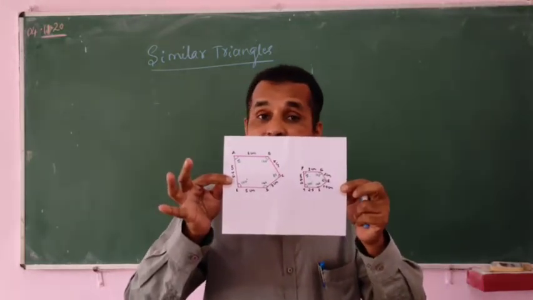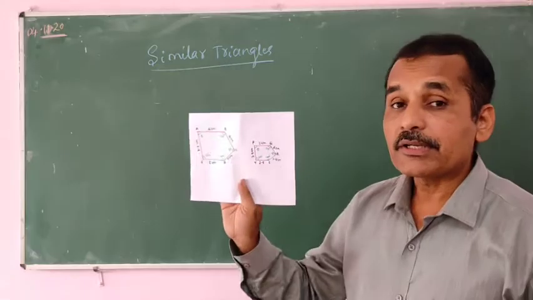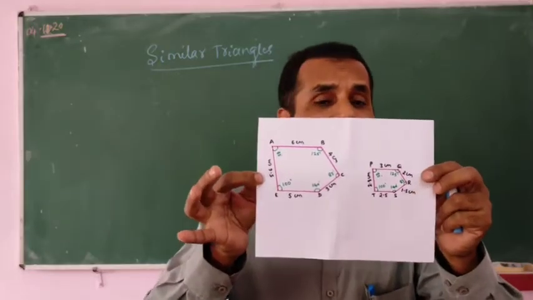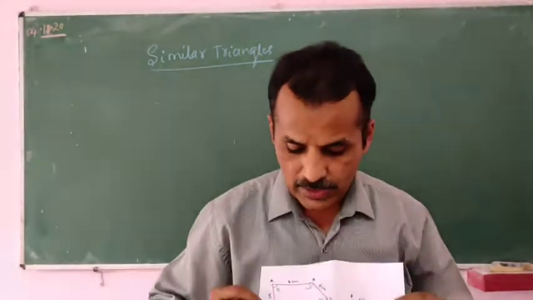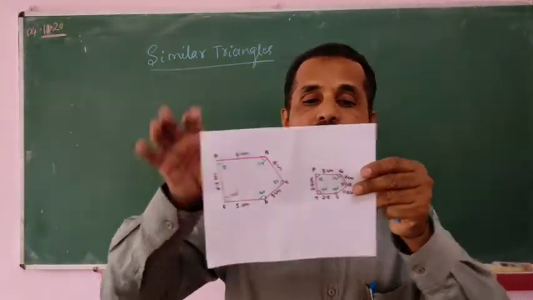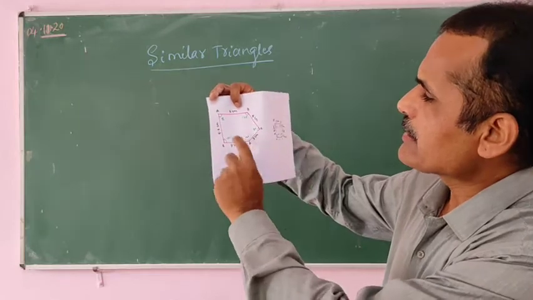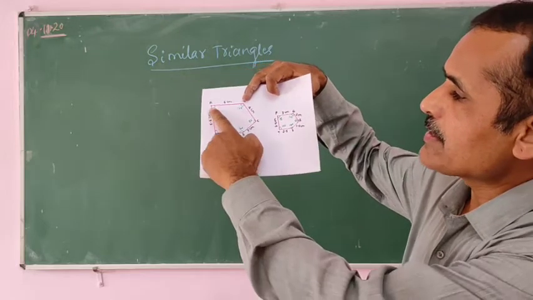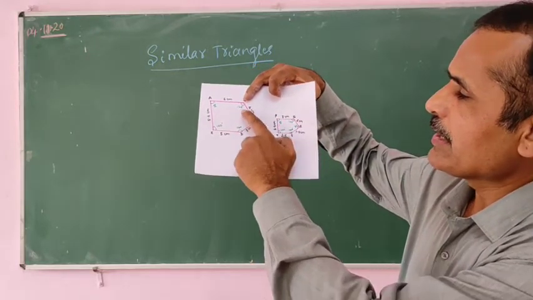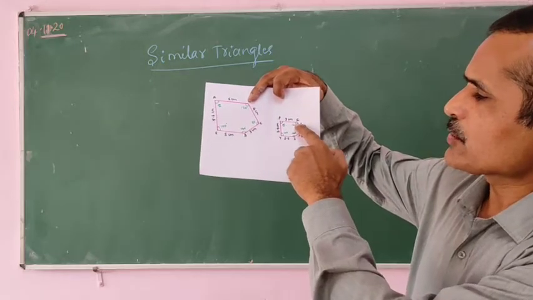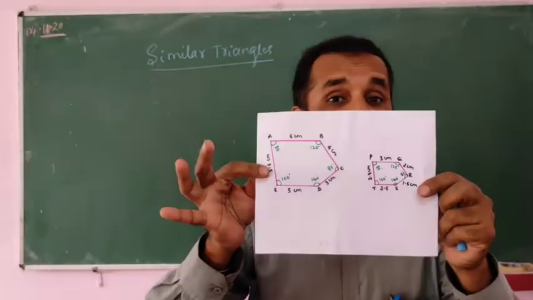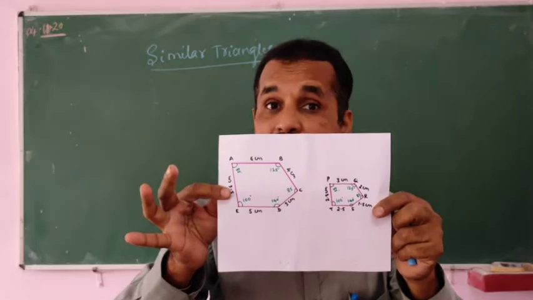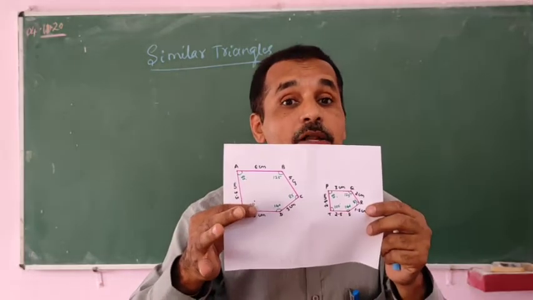They have the same shape, but different in size. You can see those two figures. Their corresponding angles are equal. This is 100 degrees. This is also 100 degrees. This is 80 degrees. This is also 80 degrees. This is 125 degrees. This is also 125 degrees. Their corresponding angles are equal, whereas the sides are not equal, but the sides are proportional.